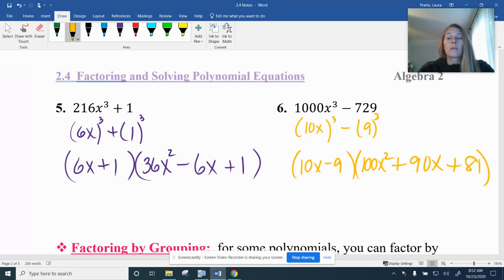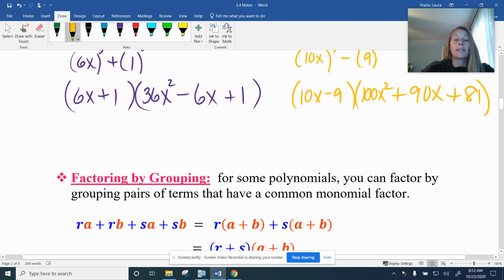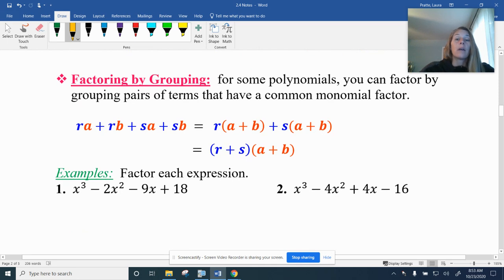Okay. So now the second type of factoring we're going to go over is factoring by grouping. Now, factoring by grouping is very similar to the AC method that we did back in the quadratic chapter. It's sort of like that second portion of the AC method.